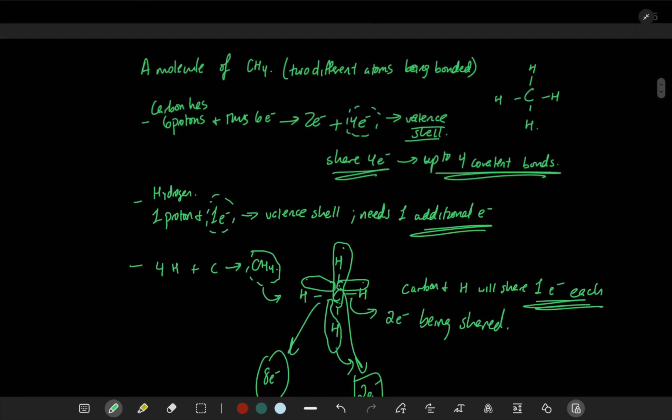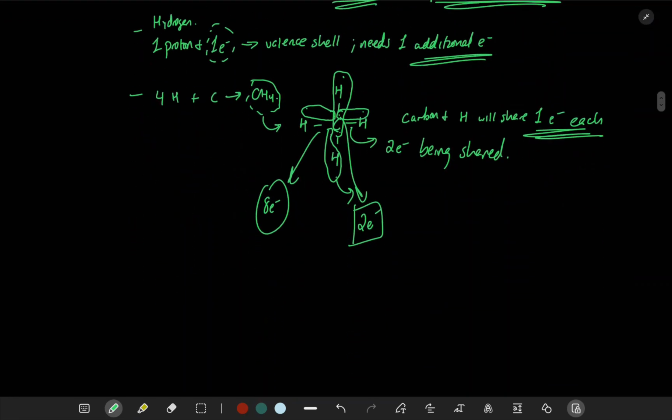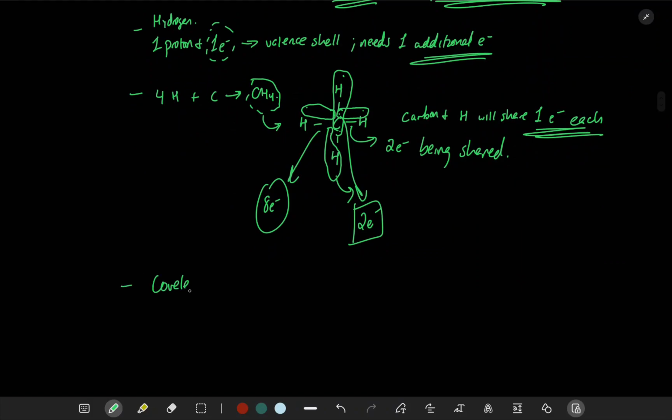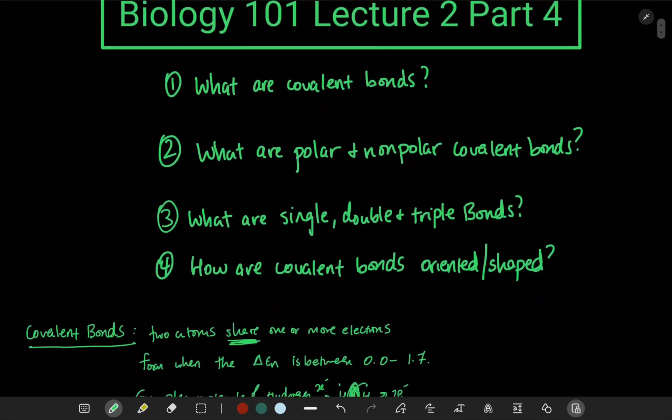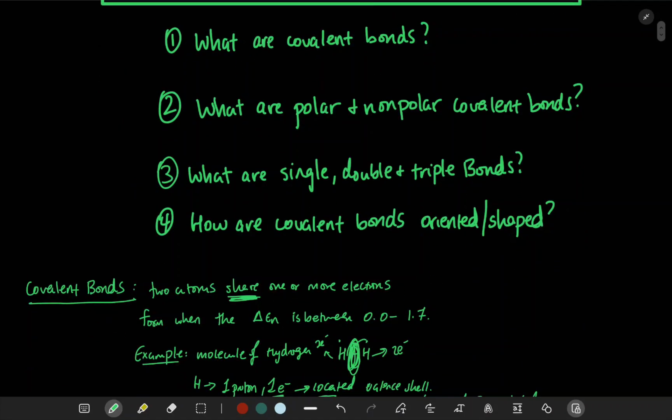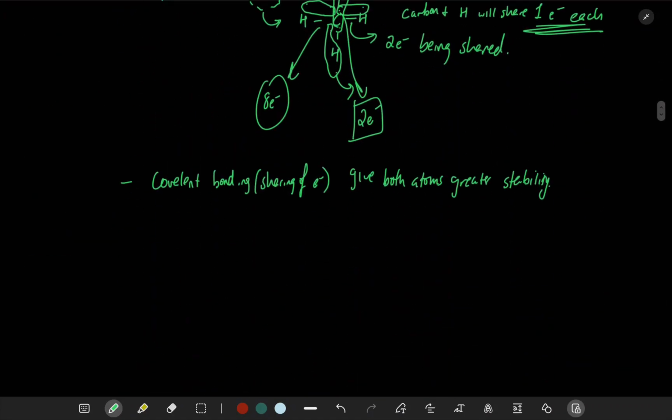So the net result in this case is that covalent bonding, or sharing of electrons, is going to give both atoms greater stability. Okay? So that's really covalent bonding in a nutshell. So now we're going to talk about what are polar and nonpolar covalent bonds. So let's do that now.